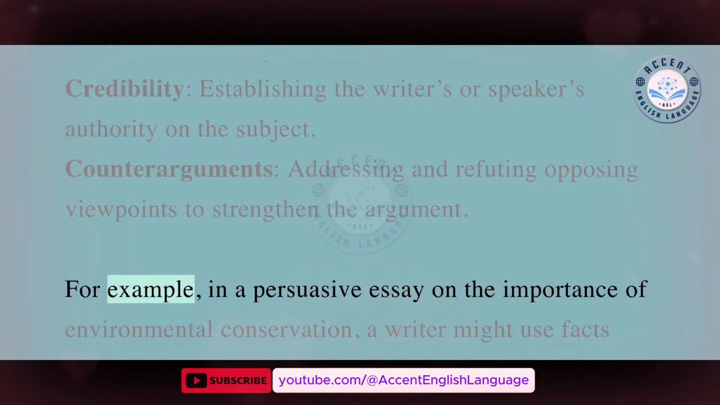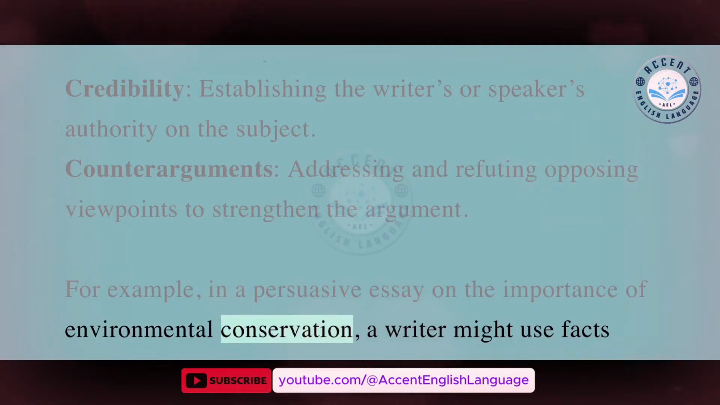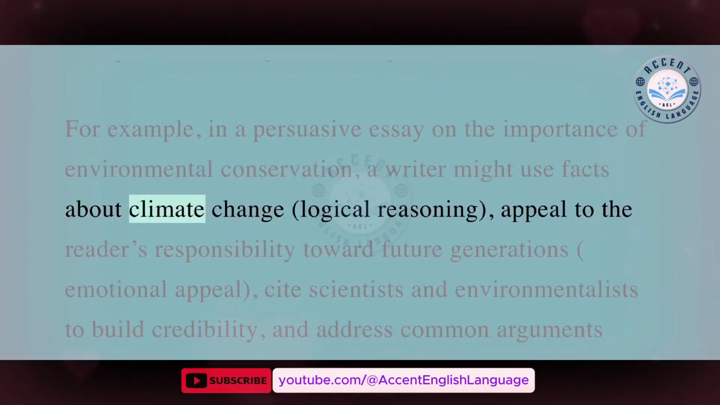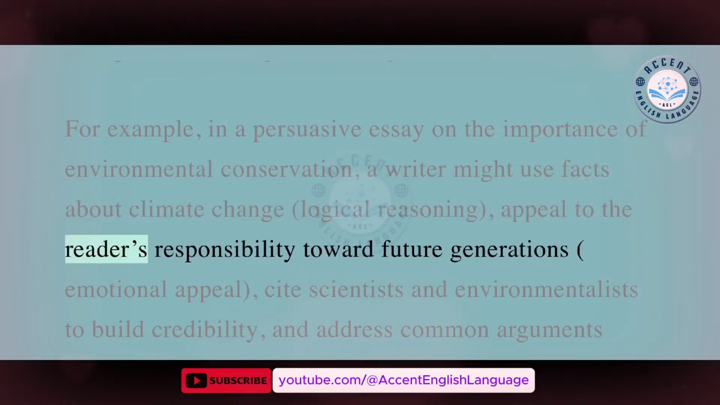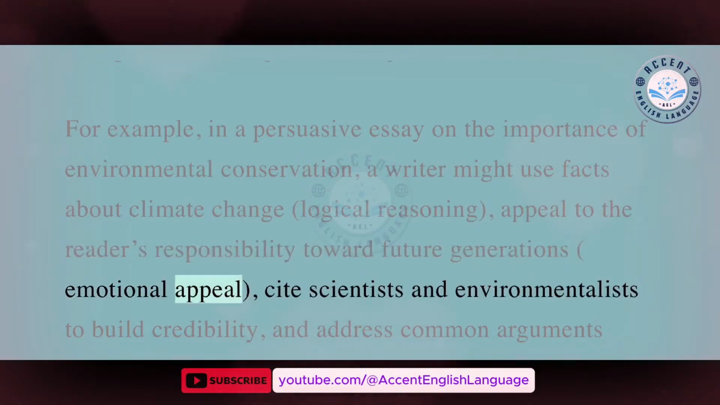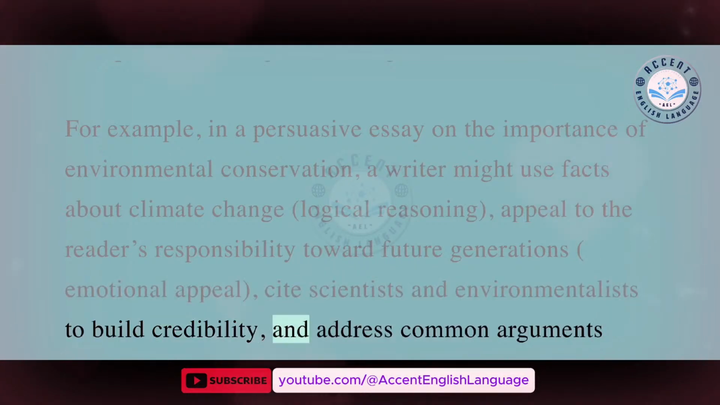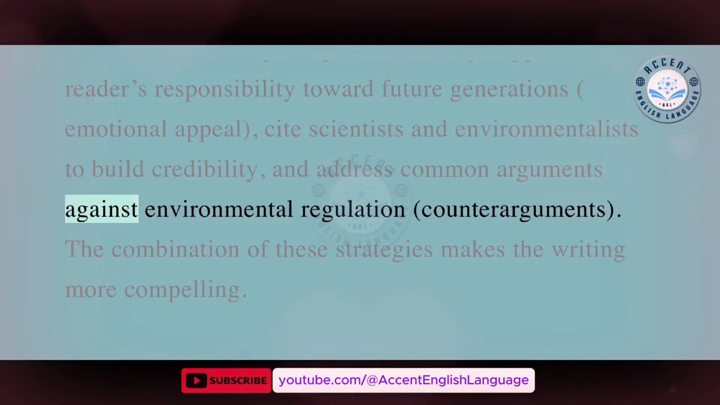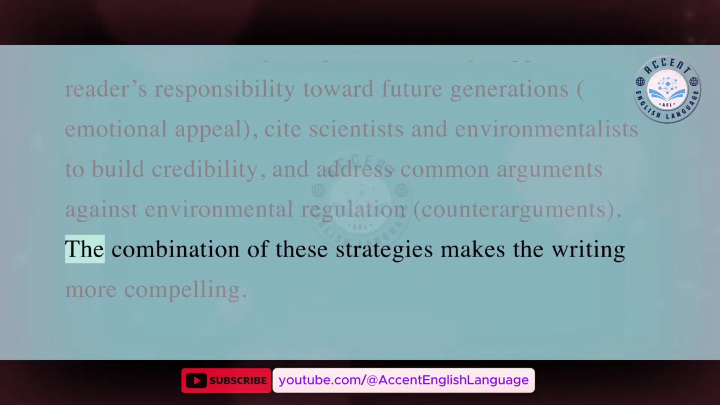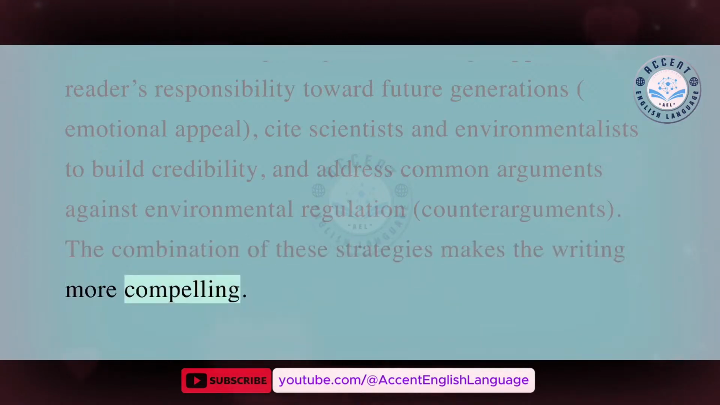For example, in a persuasive essay on the importance of environmental conservation, a writer might use facts about climate change, logical reasoning, appeal to the reader's responsibility toward future generations, emotional appeal, cite scientists and environmentalists to build credibility, and address common arguments against environmental regulation, counterarguments. The combination of these strategies makes the writing more compelling.